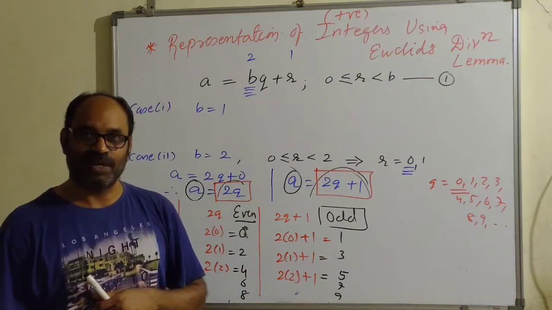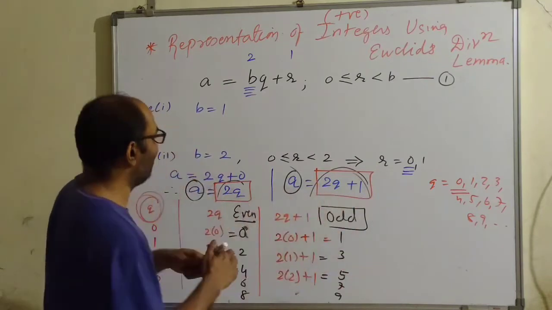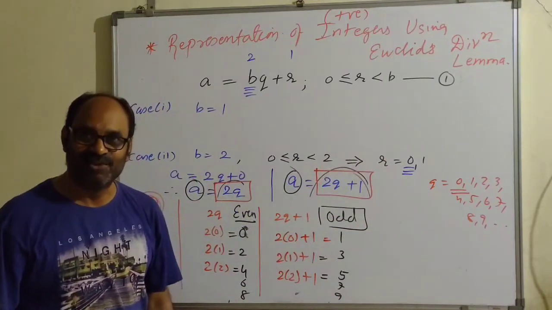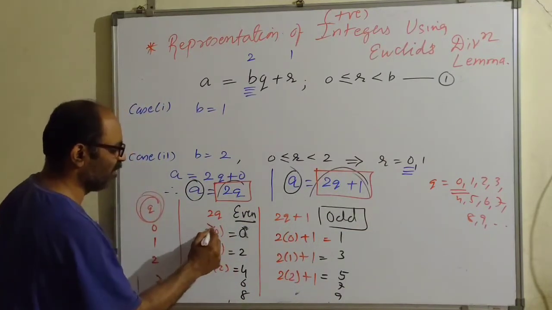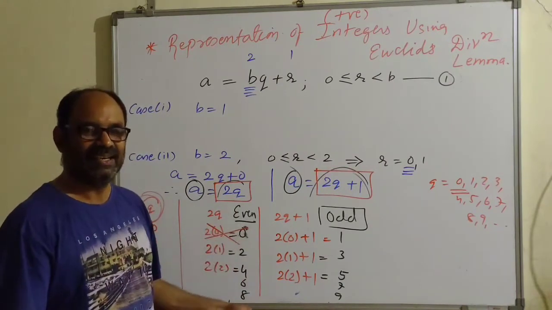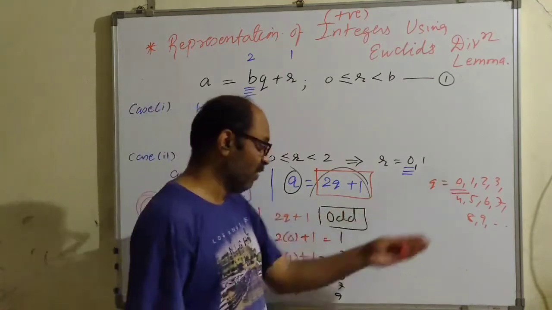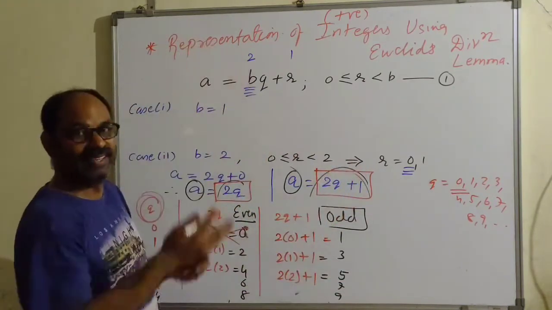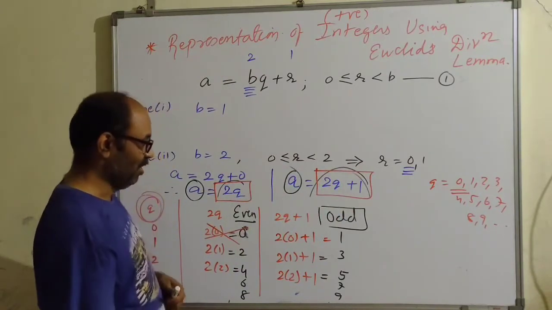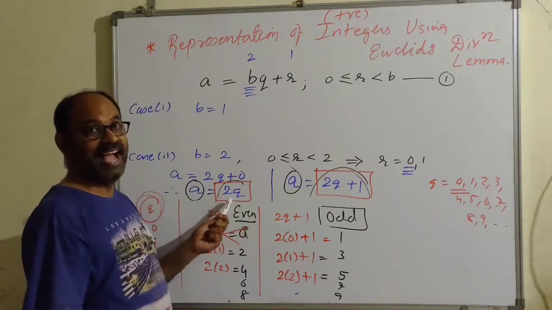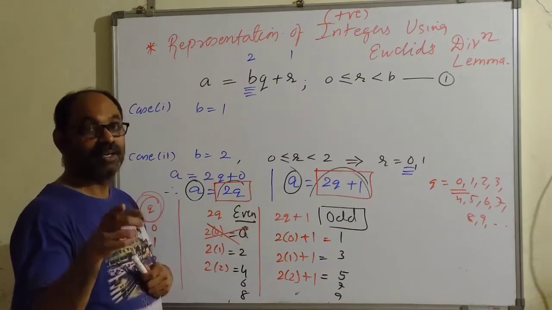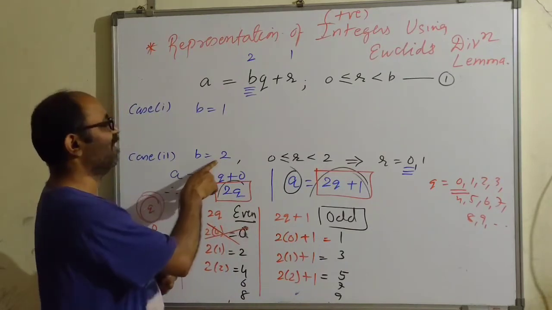Got it, children? Okay. And if you take 2Q and 2Q plus 1 together, it gives you all positive integers. In case of 0, you avoid this. Here you got 0. Any integer is obtained. If you take minus values here, you get minus. You will get all integers. Are you getting me? So any integer can be represented as 2Q or 2Q plus 1 when you take divisor 2.